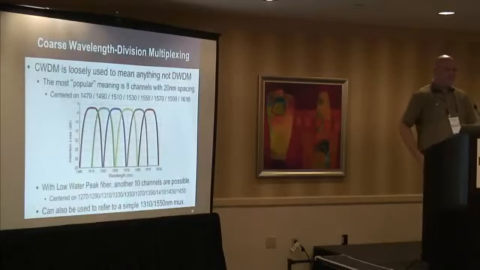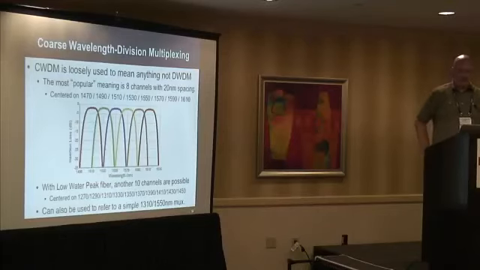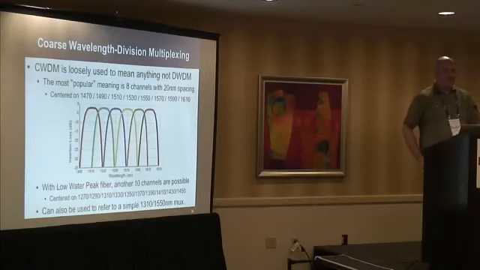So CWDM is basically used to mean anything that's not DWDM. There's a popular version of it, which is 8 channels, like 1470, 1490, 1510, things like that. If you've got low water peak fiber, you can get more. You can get into 18 channels of lower end stuff. You can also use it to mean just a 1310, 1550 splitter. You can take those two very common signals, put them on the same fiber, and have them not interfere with each other. Sometimes it's called GWDM, ghetto wave division multiplexing.